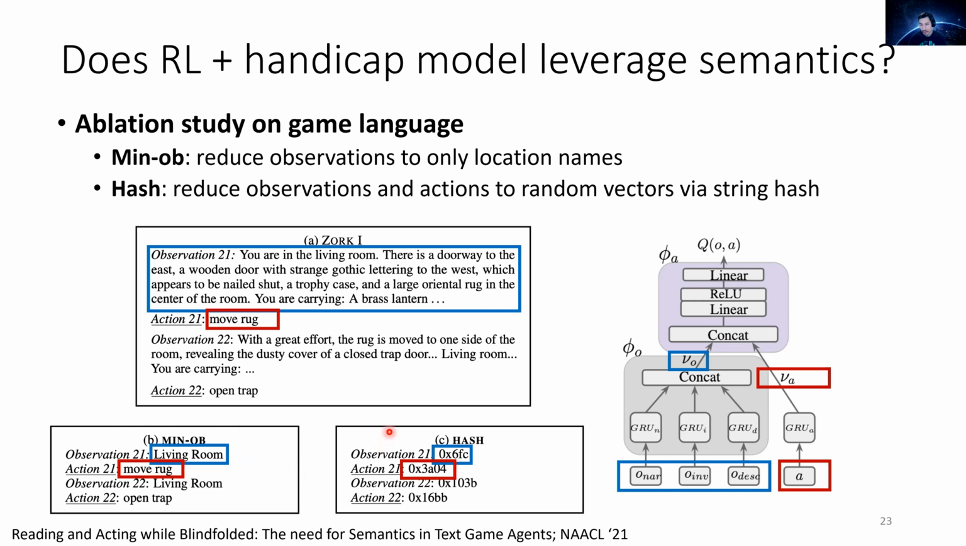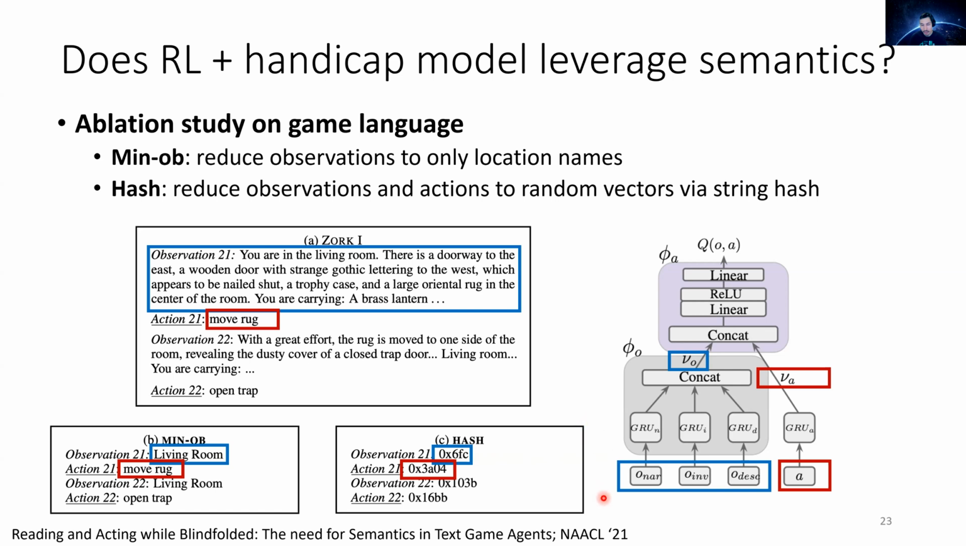And the second way, which is a little bit more extreme, was to hash the text of the observation, as well as hash the text of each of the valid actions. So this hash representation is entirely devoid of semantic meaning, but it's consistent in the sense that if you return to the same state, the same location, then you'll get the same hash of that location.